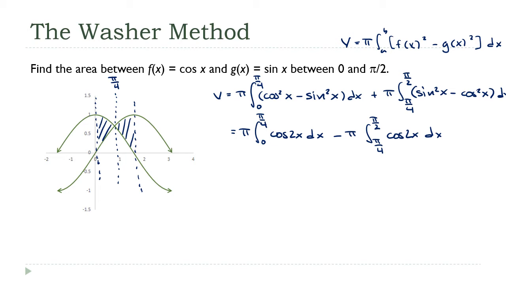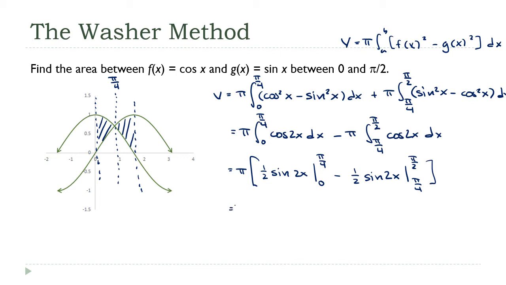dx. Now be careful. You might be tempted to try to combine these together. You can't because the limits of integration are different. One is 0 to pi over 4. The other is pi over 4 to pi over 2. So we really do need to continue doing these separately. The one thing I will do, just to make life a little easier, is factor this pi out in front. All right, so now this first one is 1/2 sine 2x from 0 to pi over 4, minus the same antiderivative, 1/2 sine 2x from pi over 4 to pi over 2.